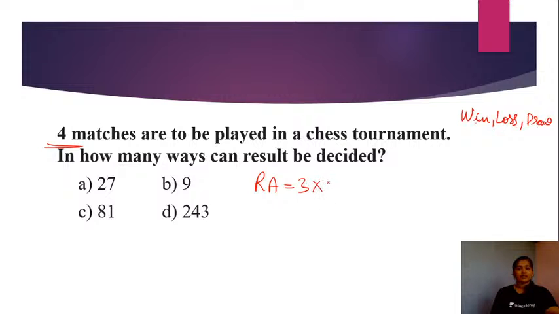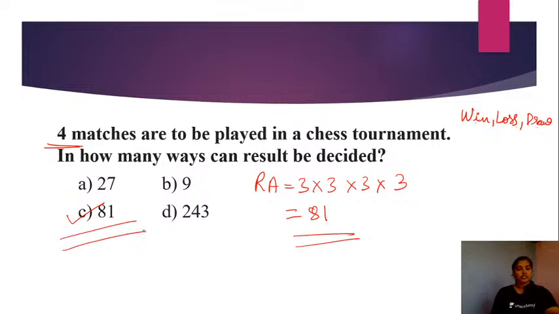So this is going to be 3 into 3 into 3 into 3, right? 3 3s are 9, 9 9s are 81. So our required answer would be 81. So option C is the right answer for this question. That is, the result can be decided in 81 different ways.